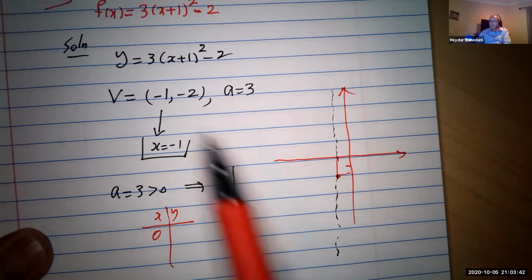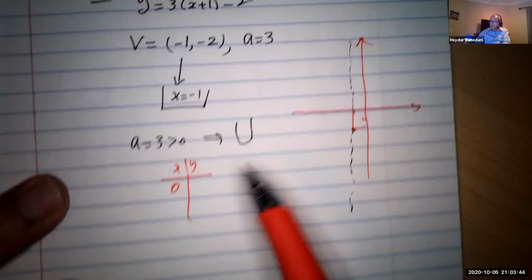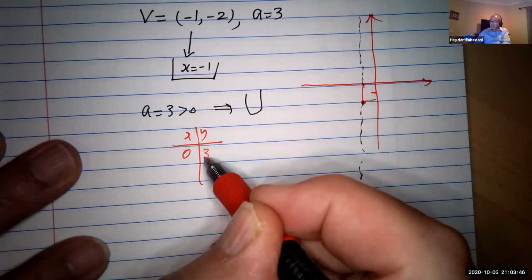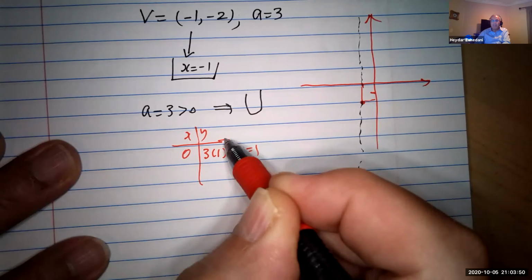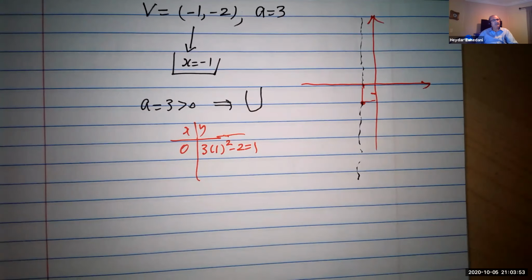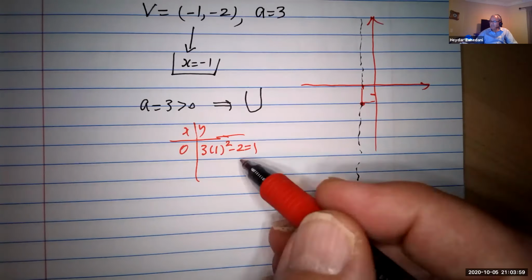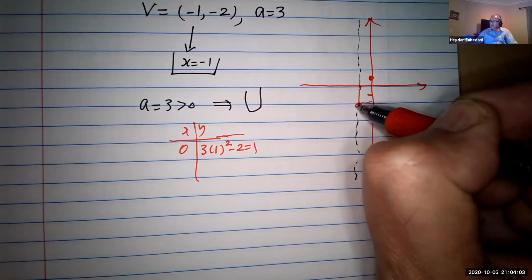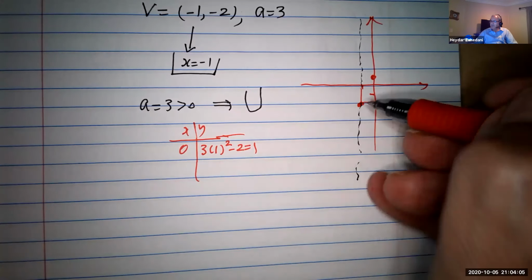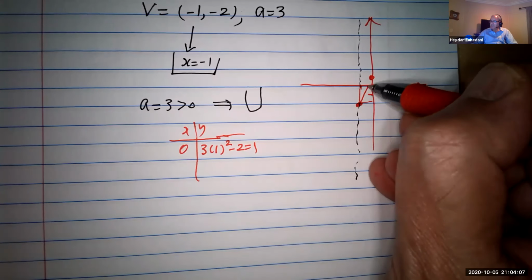If you put the 0 here, that gives you 3 times 1 squared minus 2, which is equal to 1, because 1 squared would be 1. Okay, but now it's going to be curving up, and we have a 0 and 1. This is 0 and 1. And this is your vertex, okay? So we get a first portion. This is going to be the first one.